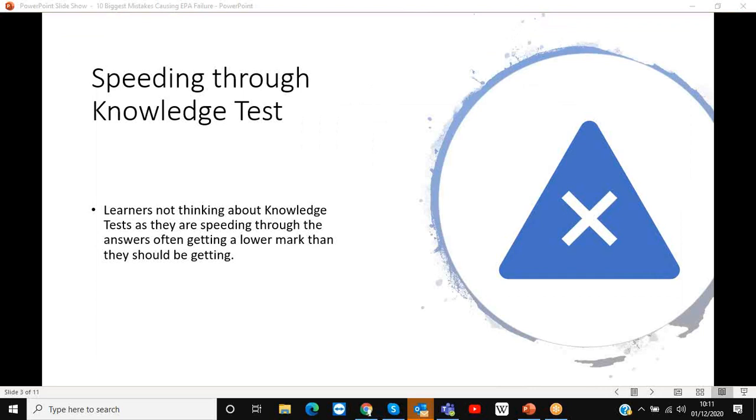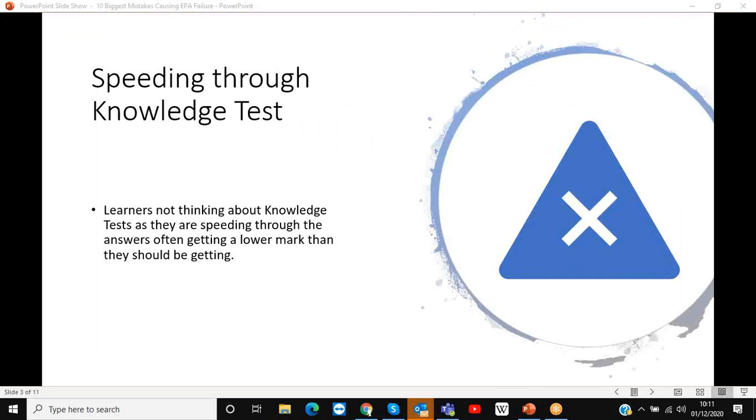As I mentioned, sometimes it could be the difference between a pass and a distinction, sometimes between a merit and a distinction, and we're finding on average, I would say, 22 minutes, a learner has finished their knowledge test. On the business administration and team leader EPA standards, we allow 60 minutes for the learners to complete their knowledge test, and on the Ops Departmental Manager Level 5, we allow 90 minutes to complete 30 questions.